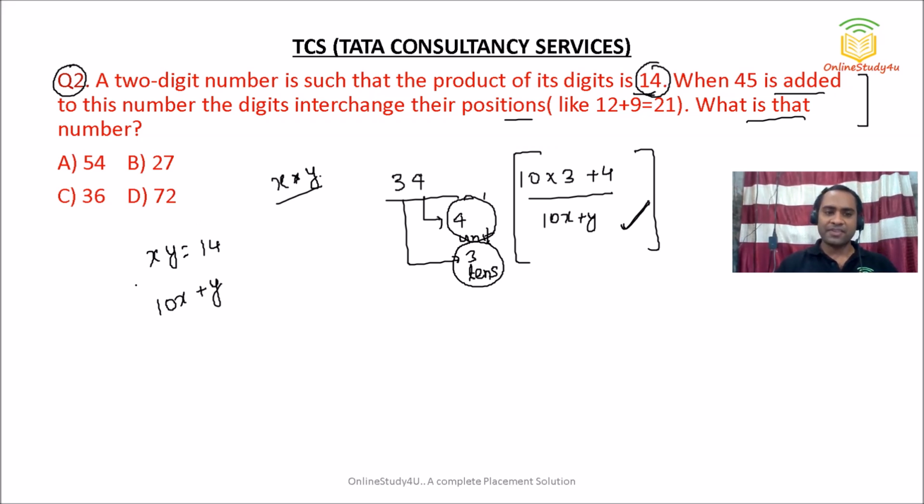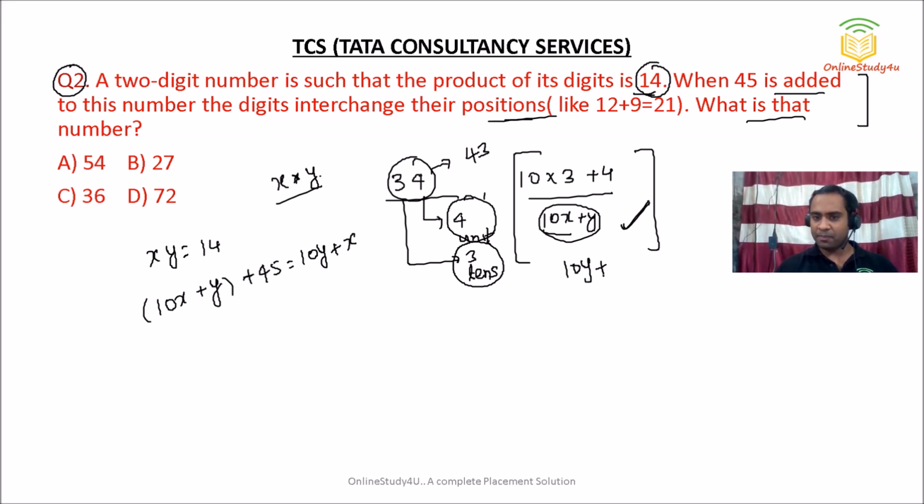When 45 is added to this two-digit number, the digits interchange their position. The digits interchange their position means it becomes 10y plus x. See, earlier it was 10x plus y, that means 34. If we interchange, it will become 43. That means it will become 10y plus x. So 10 into 4 plus 3 will be nothing but 43.